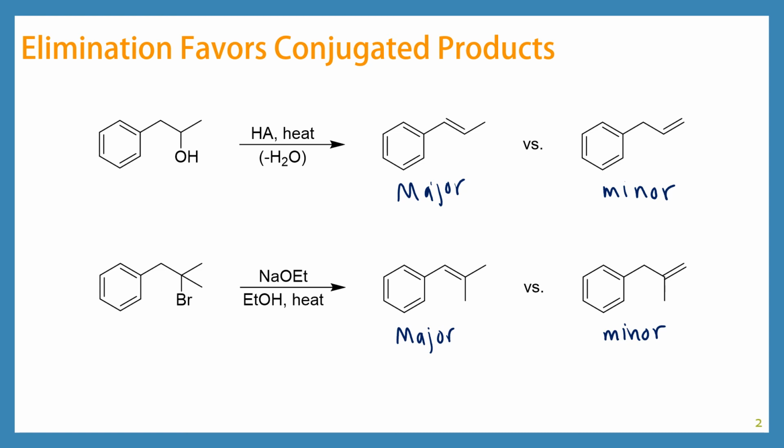And this example also has the added layer of the fact that the conjugated product is major and also is the more substituted alkene versus the isolated alkene, which is less substituted. So there's a couple different reasons here why in this particular example, the major product is the major product.